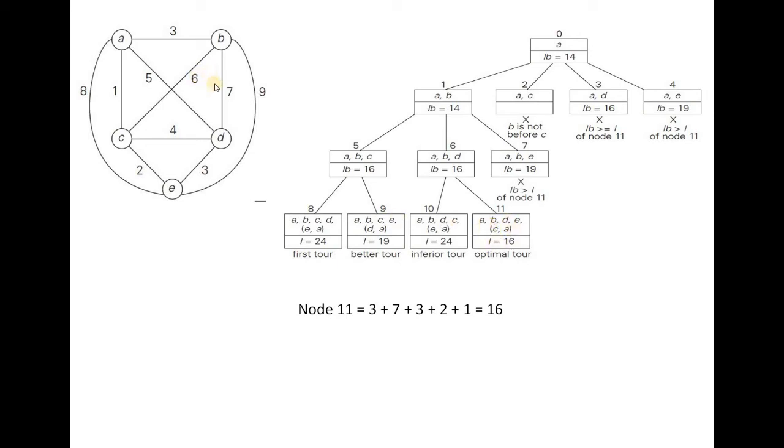The path of this tour is A to B, B to D, D to E, E to C, C back to A, whose total cost is 16. So branch and bound explores all the nodes of a particular level before going to the next level. So this is how we found a solution for the traveling salesperson problem.